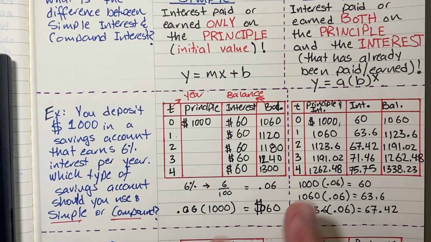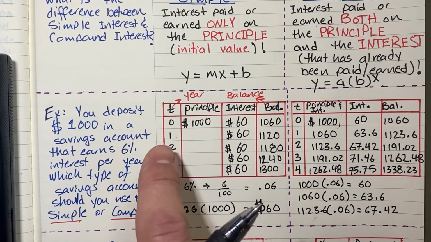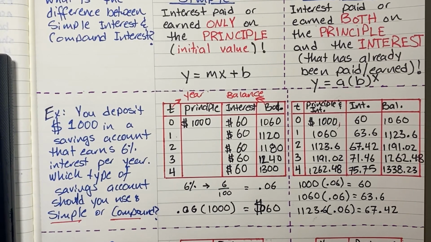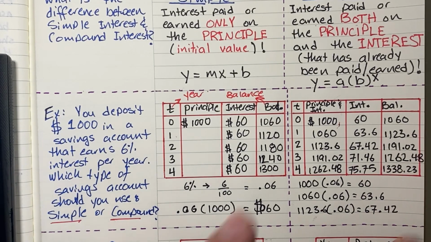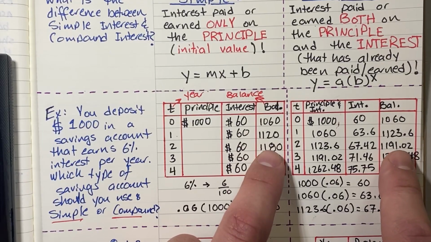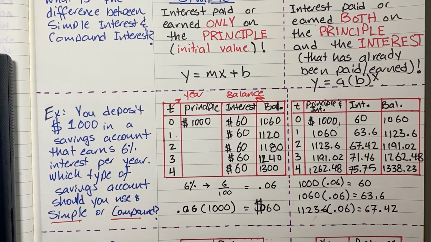So now let's do a little comparison. All right. And I can obviously go on to the end, doing year 5, year 6, year 7, and then keep comparing. But it's quite obvious that even after the first year, you start making more in a compounded interest situation.